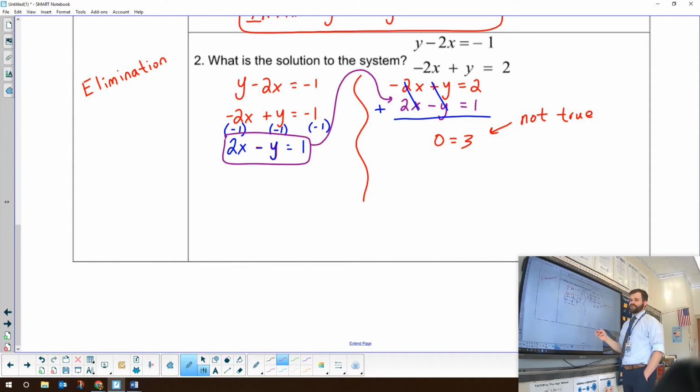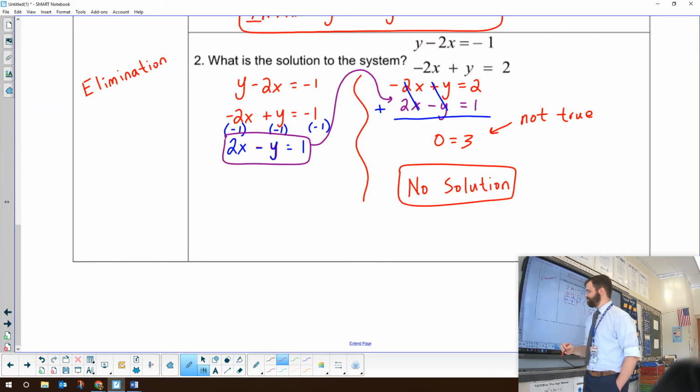So if everything cancels out and it equals, it's infinitely many solutions. If everything cancels out and it doesn't equal, it's no solution. So that's what's going to happen here. This one is no solution.